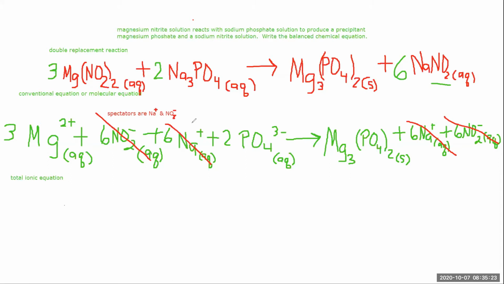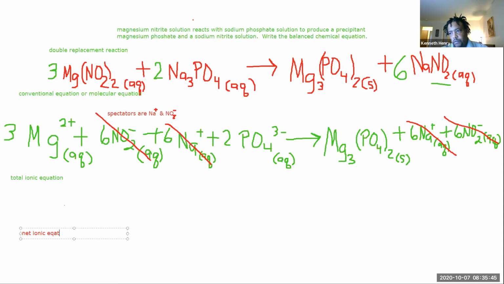Okay. Simple. So then this allows us to write our net ionic equation. So our net ionic equation is just what's going to be left over after we get rid of our spectators. So the ones that are actually hooking up or doing stuff in the reaction.